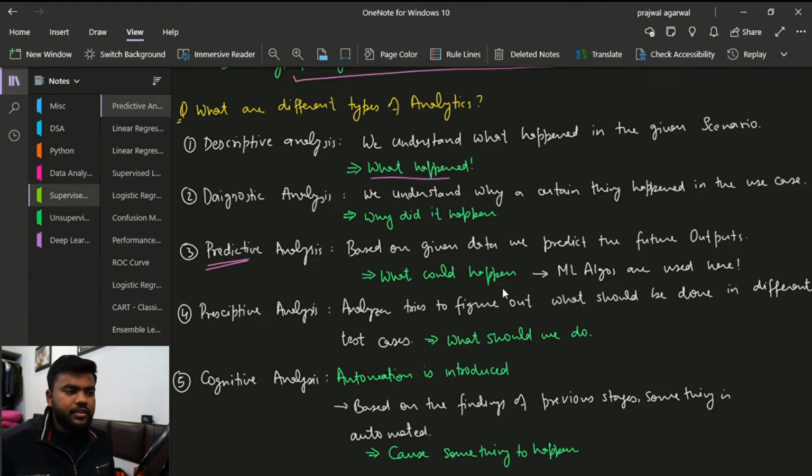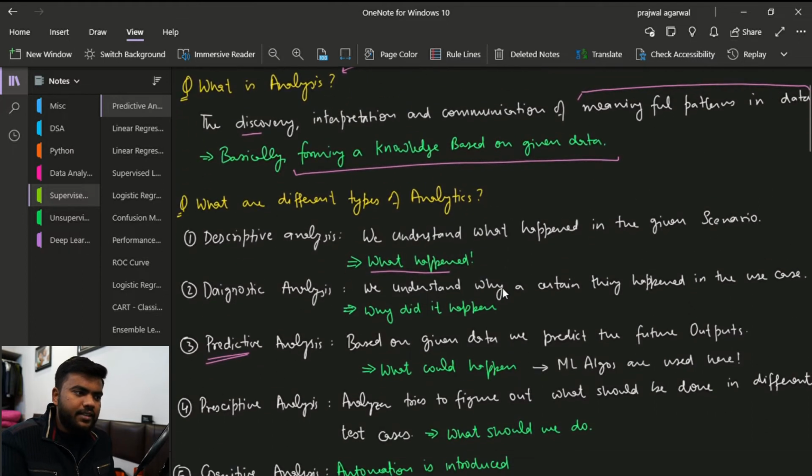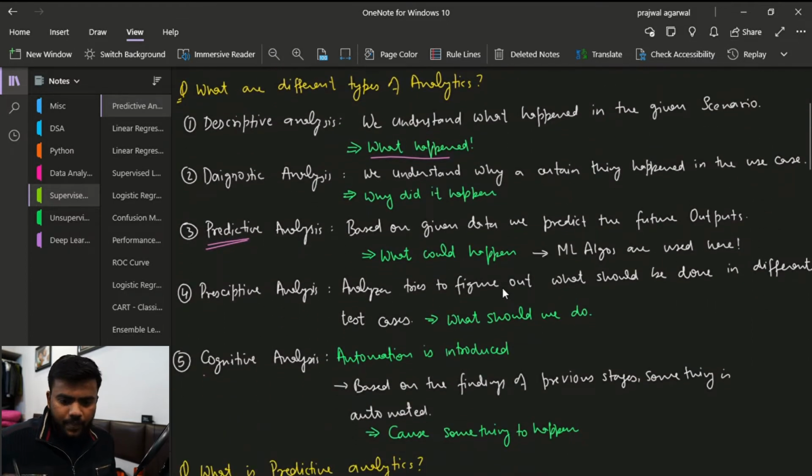And the fifth type is the cognitive analysis, and cognitive analysis is where the automation is introduced. So you have performed all the analysis on your data, and now you want to automate that. This is where you use the cognitive analysis, and this is where you cause something to happen. Okay, so this was about the analysis, and in our course, from now on we are just going to discuss the predictive analysis, because this is where machine learning algorithms are used.